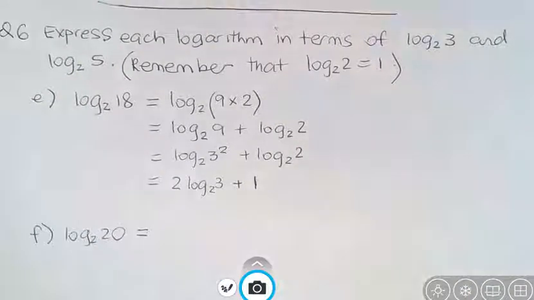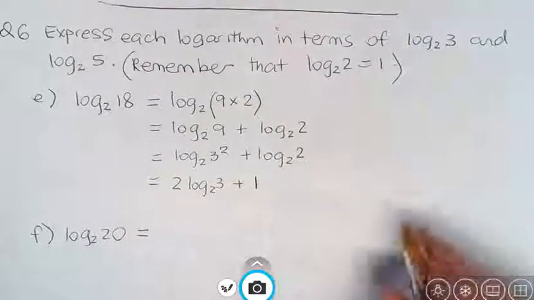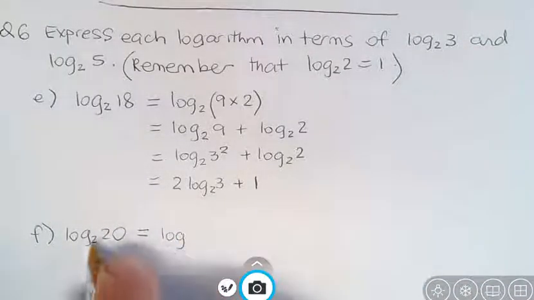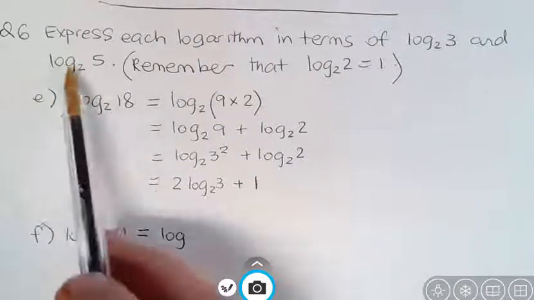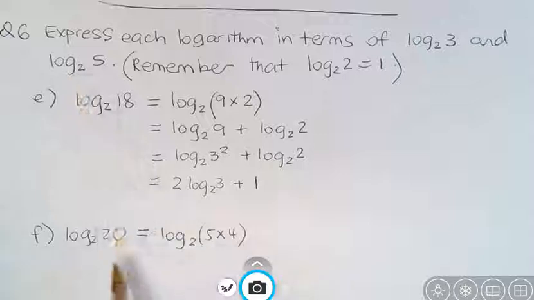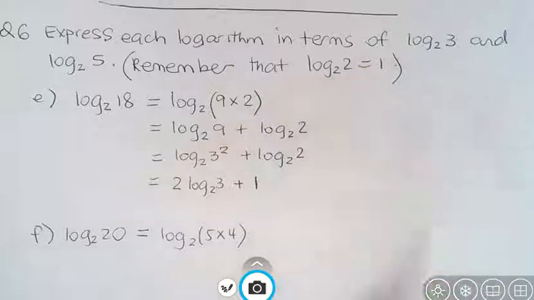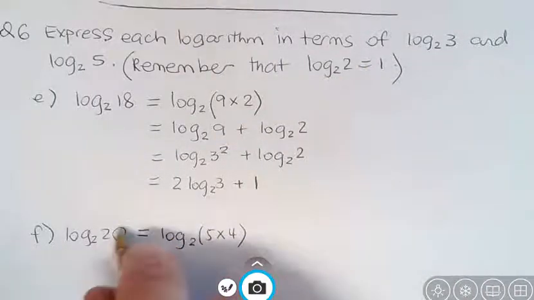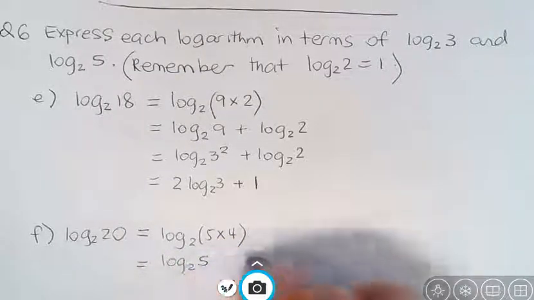Okay, similar question here. So you've got to think what two numbers multiply to give 20. We've got a few choices. We could use 10 times 2, or we can use 5 times 4. 5 times 4 is a good one to go with, because we're trying to express the log in terms of log to the base 5, or log to the base 3, or log to the base 2. So log to the base 2 of 20 is log to the base 2 of 5 times 4. We can split that up using the log law. So that's log to the base 2 of 5 plus log to the base 2 of 4.